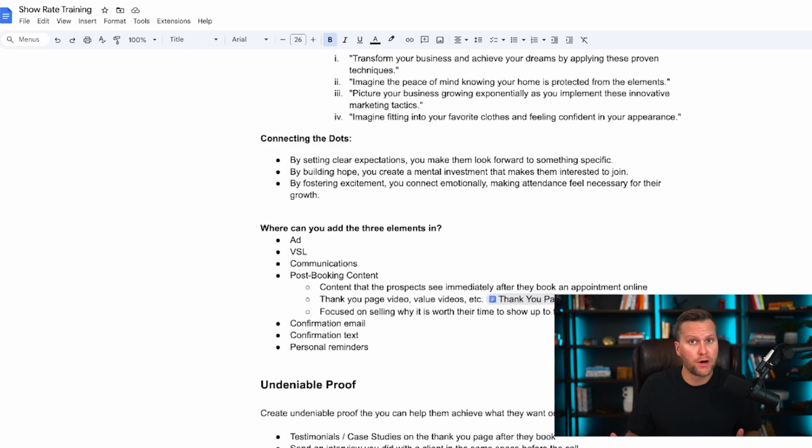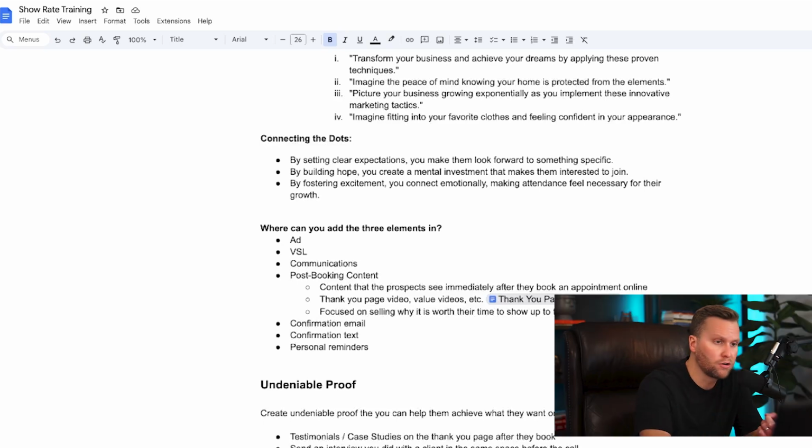So any content that the prospect sees after they book their appointment through a funnel, you can send them like a thank you video, or you can send them a reminder message with a video inside of it, and giving them a reason to show up to the call, right? You can use this in your confirmation email, your confirmation text, and your personal reminders.